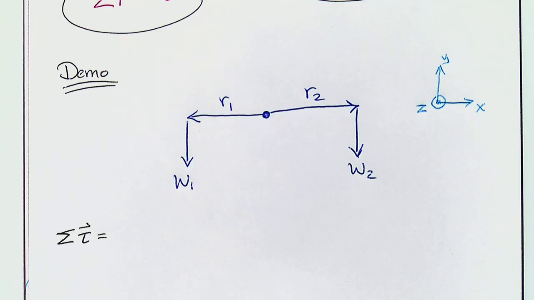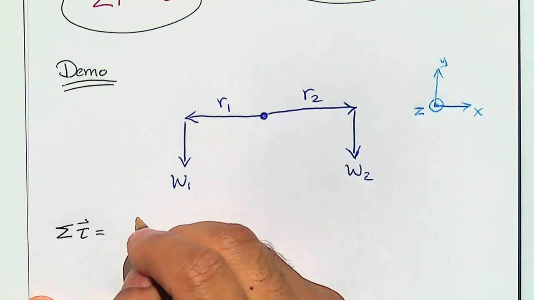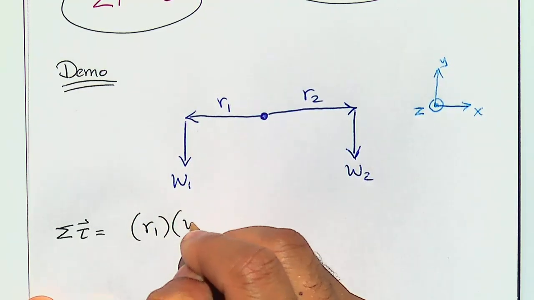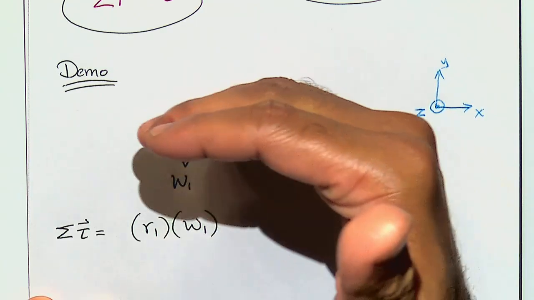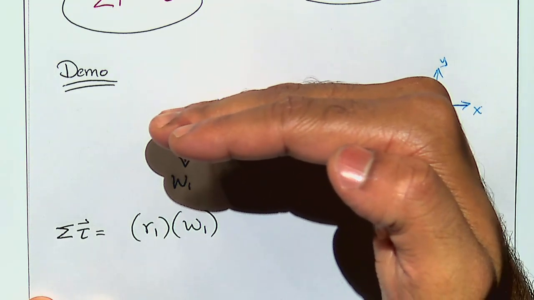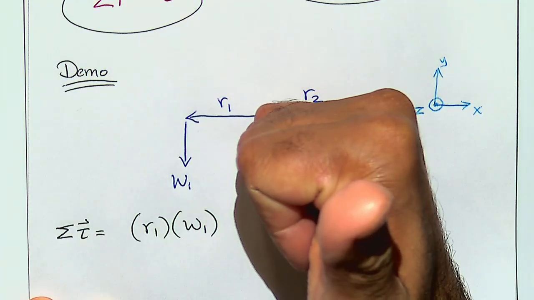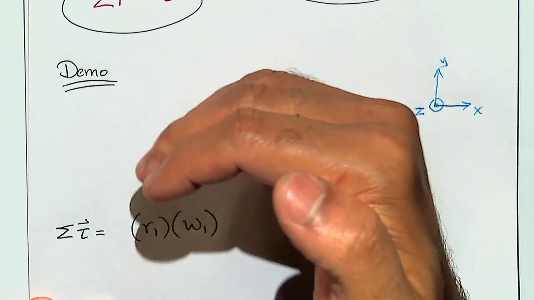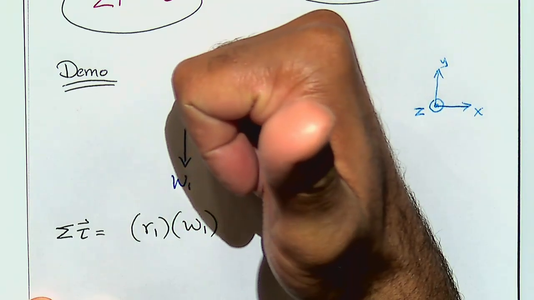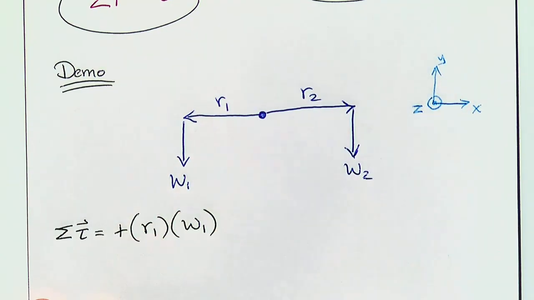That determines the sign. So we need the magnitudes. All we do is R1 times the magnitude of the weight. That's this. We do the right-hand rule: four fingers along the direction of R, curl the directions towards the direction of the second component of the cross product, which is the weight, and then your thumb is pointing towards you. So towards you is positive, that's a positive direction of z, so then we leave that as positive.